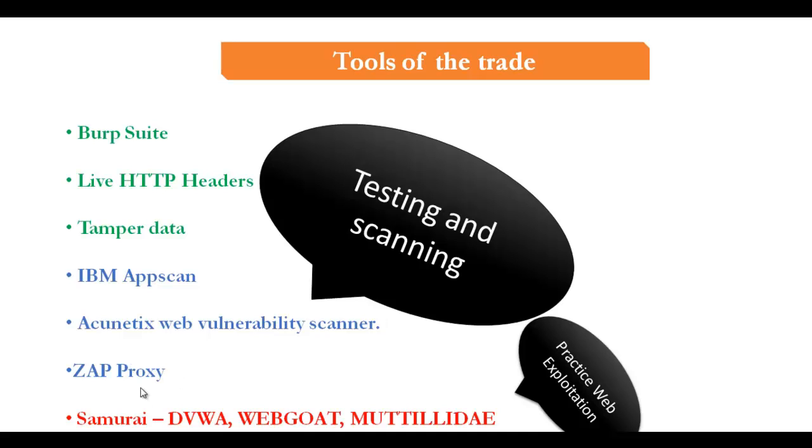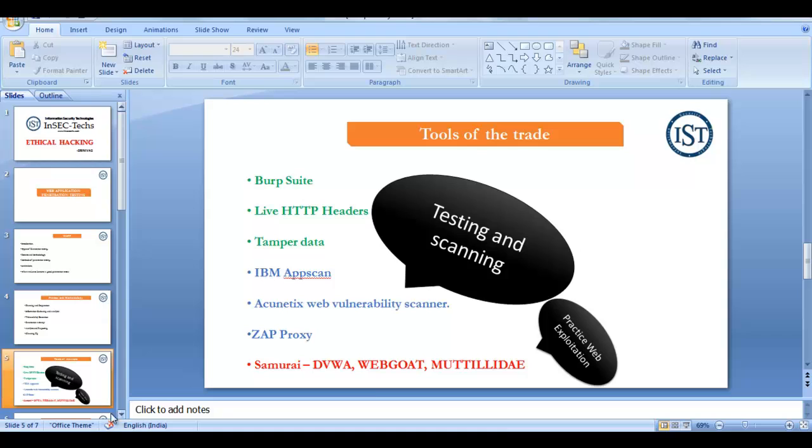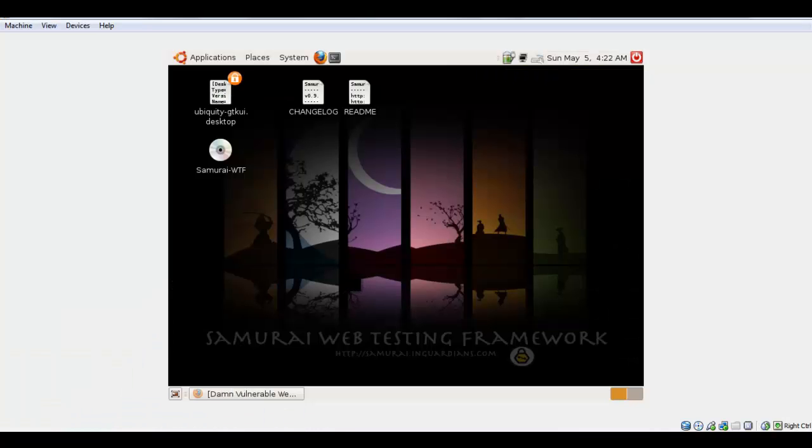And finally Samurai. The important point here is we are going to use Samurai for most of these tools. For example, if you want to use Burp Suite, we can use it within Samurai. We can use Live HTTP Headers within Samurai. It is very similar to the Backtrack operating system, which we have used for attacks. Backtrack is used for network penetration testing, whereas Samurai is especially developed for web application penetration testing. So let us have a quick demonstration of Burp Suite.